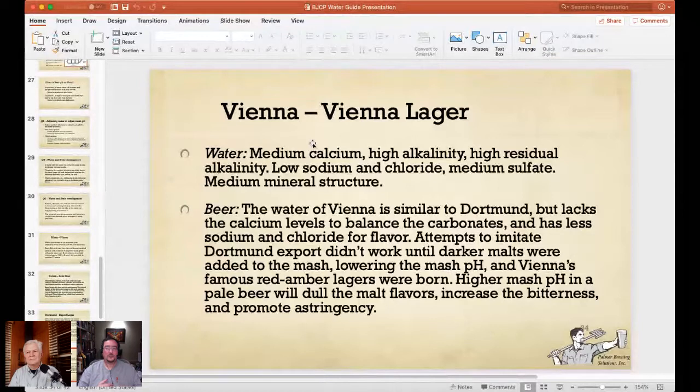If they had tried in Vienna to duplicate the export style, they were having harsher flavors in their beer, duller malt flavors, higher bitterness, and it was because of the lack of calcium. So adding more specialty malt helped bring that pH down and reduce the astringency, brightened and focused those malt and hop flavors, and the Vienna lager style was born.